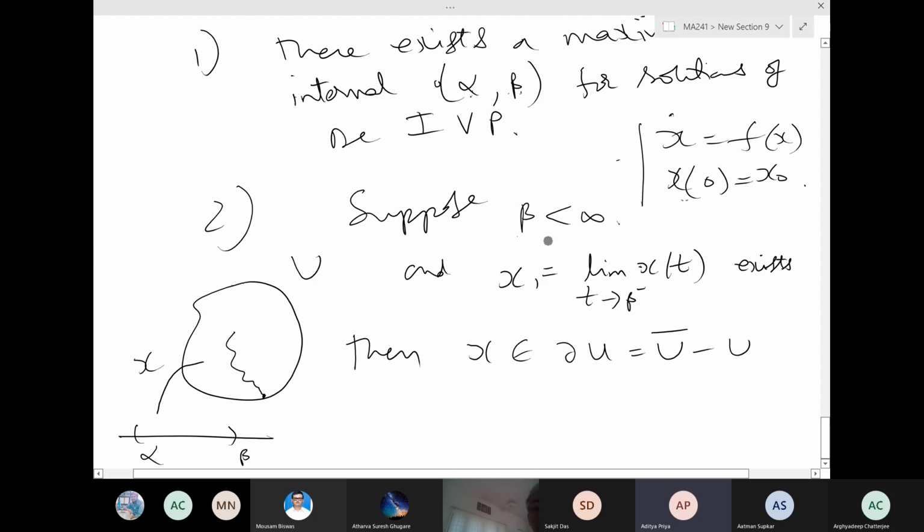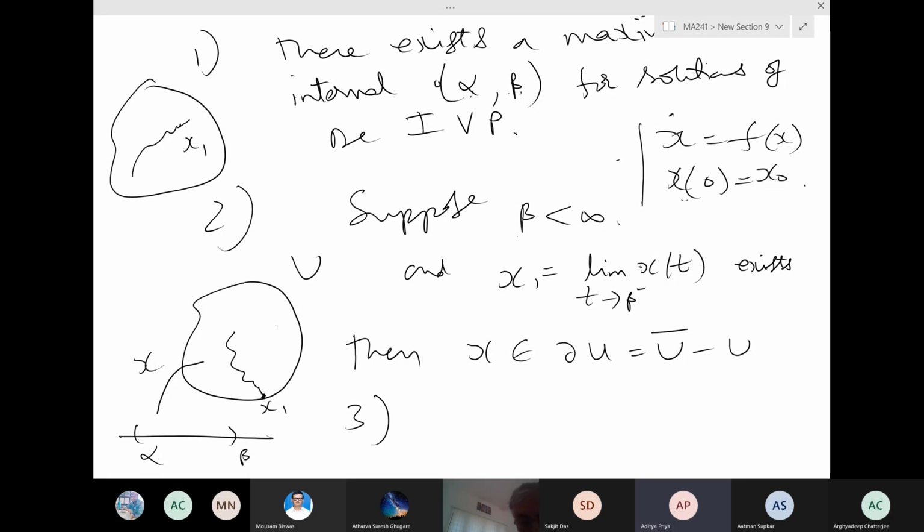So if the limit exists, then it should necessarily go to the boundary. This has to do with the maximal property. Otherwise, if x1 were to lie inside the open set U, then we'll prove that the interval won't be maximal. We will be able to continue the solution. So if it was like this, then we'll show that we can actually extend the solution a bit further. So if we want it to be maximal, then x1 has to be in the boundary.